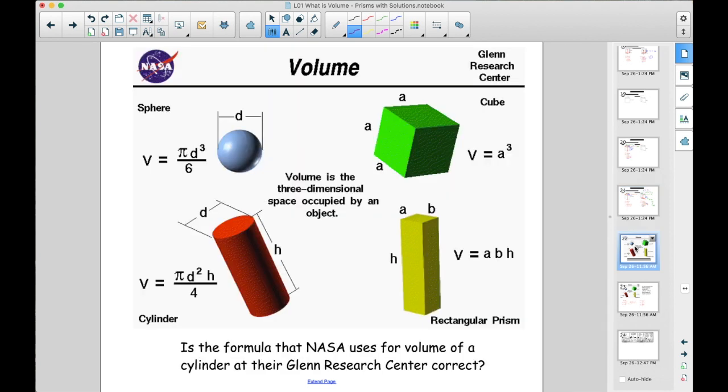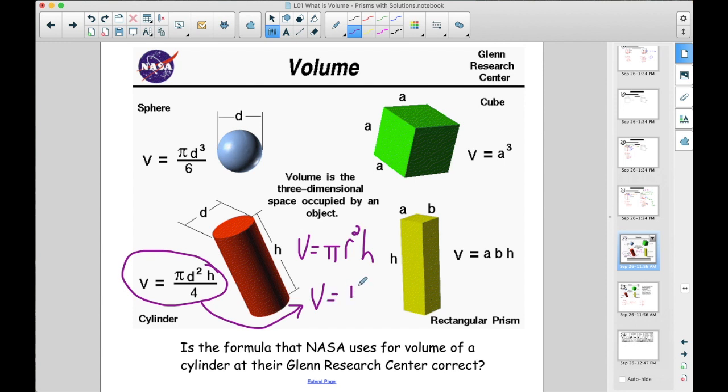All right, one last thing to look at for today. I got this off the NASA Glenn Research Center. This is the formula they are using for the volume of the cylinder. And in fact, we were using area of the base, pi r squared, times h. They're using this formula. And what I would like you to decide is, is that formula correct?